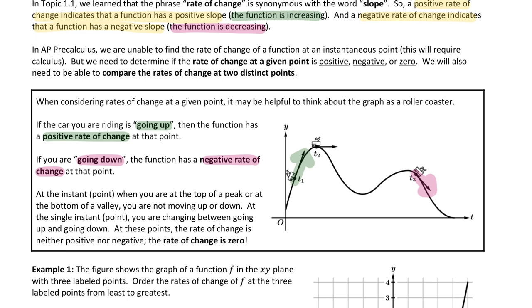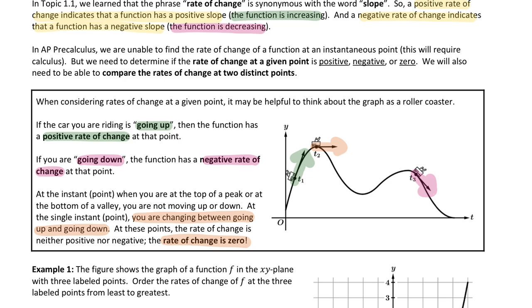At the instant or the point when you are at the top of a peak or at the bottom of a valley, you are not moving up or down, and at that particular point, you are changing from going up to going down. At these points, the rate of change is 0. So we are flat right here, meaning we have a rate of change of 0. That's, again, when we are changing between going up and going down. So those are our three things we're going to try to recognize today about rate of change. Maybe not always finding a particular number, but being able to determine whether it's positive or negative or 0. That's going to be pretty important for today.